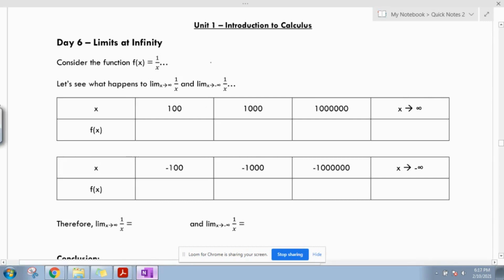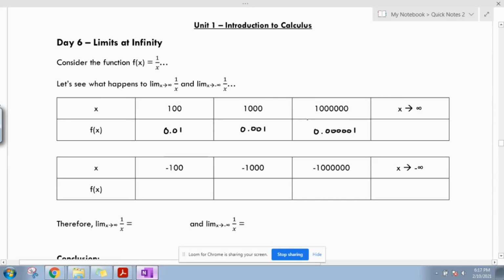So if you filled in your y values, this is what you should have gotten. If you plugged in 100, you should have gotten 0.01. If you plugged in 1,000, you would have gotten 0.001. And then if you plugged in 1 million, you would have gotten 0.000001. So as you notice, the x values are getting larger and larger and larger.